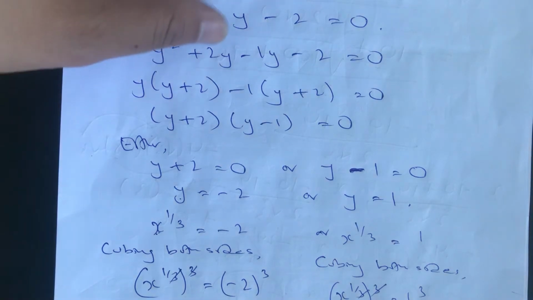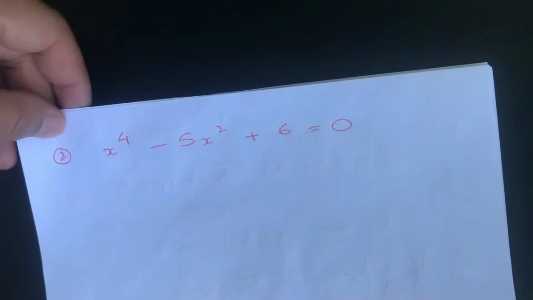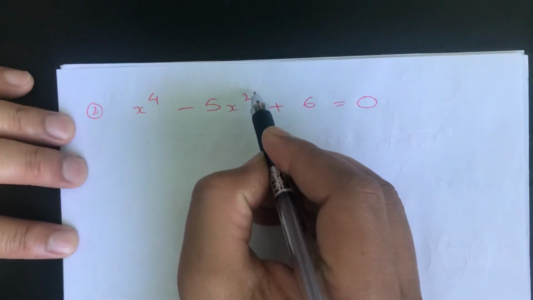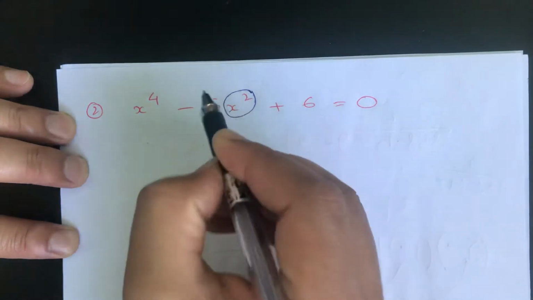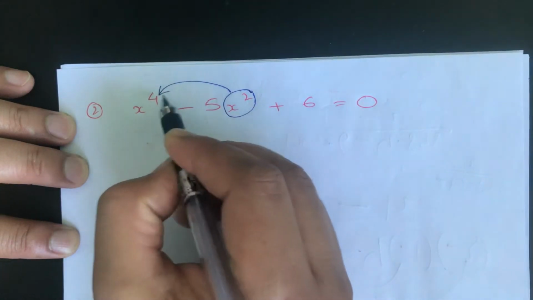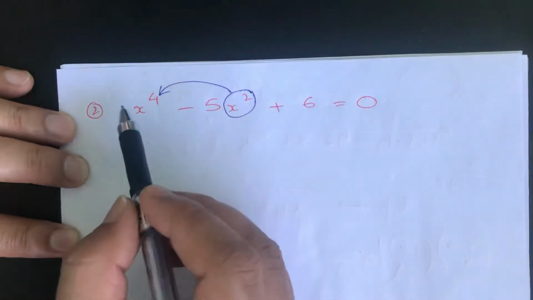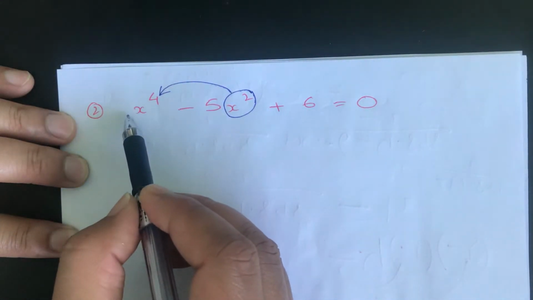Okay, so let's try another question. Let's try one more question. Next question, let's say, is this one. So over here also, if you look carefully, this is power of 2 and this is 4. So right now it's already in a general form. If there is nothing in the front, like if there is a 1, then a is 1.